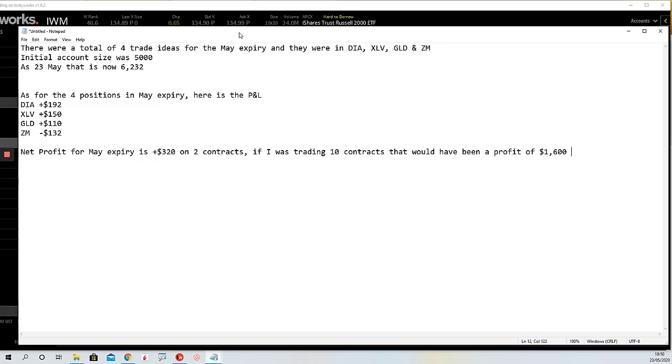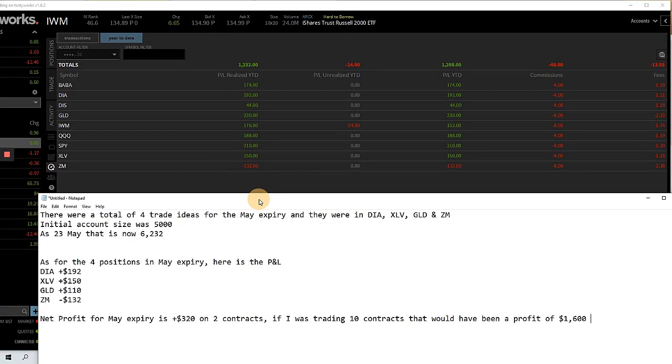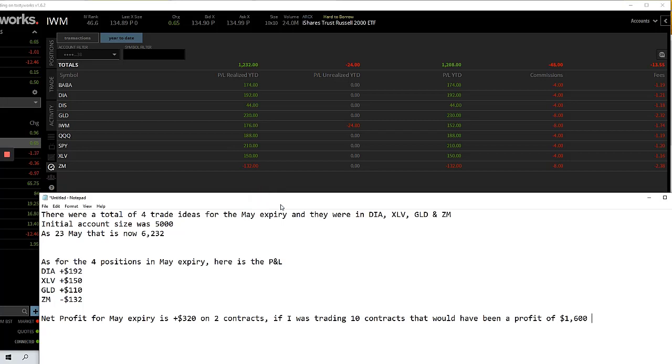Now let me show you my Tasty P&L account. So this is Tasty. Year to date, I had a trade in Alibaba before the beta members joined. 2 contracts, I made a profit of 174. The diamonds, you can see the 192 there corresponds to that 192. Disney, I had a position which I had to scrap because it wasn't working. And even though it wasn't working, I still managed to scrape a profit of $44.